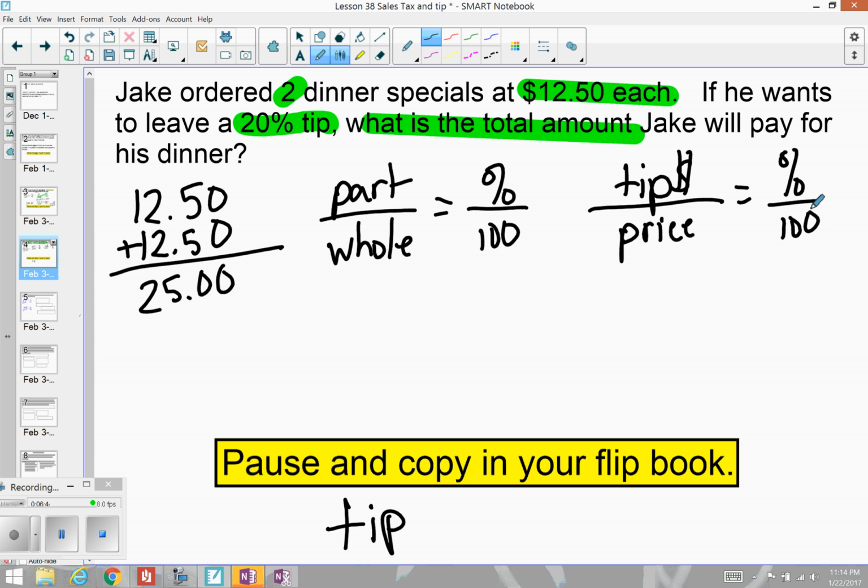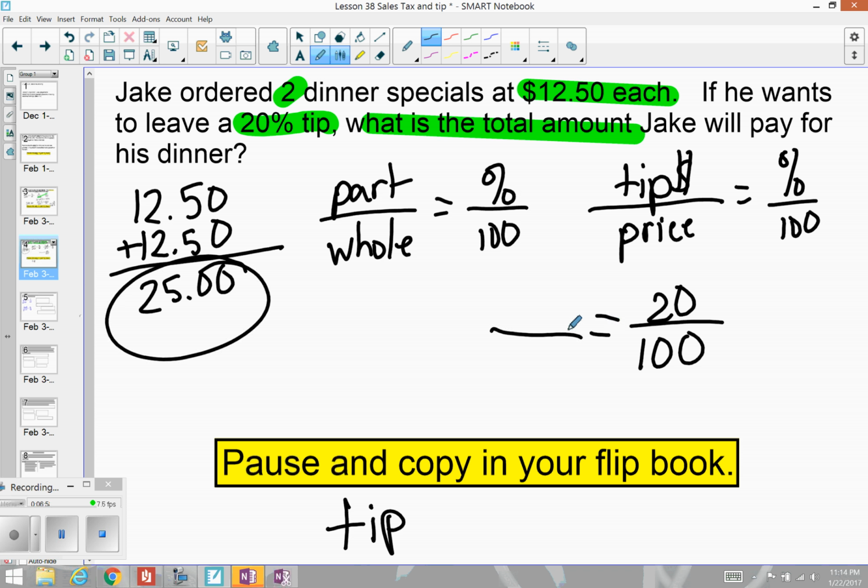All right, so let's start filling in the information that we have. We know that we're going to have 20%, so that goes on top for percent. 100 goes on the bottom. And we know now that our price of our meal was $25. So the $25 is not just the part, it's going to be our whole. So we're going to have $25 on the bottom. Great, and so then we're looking for the value on top.